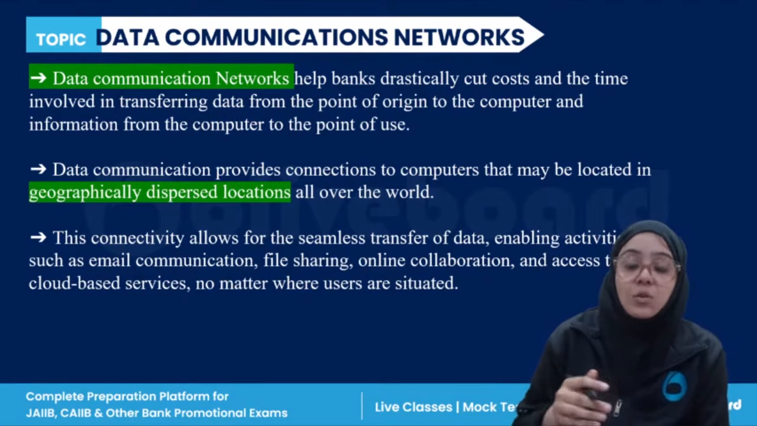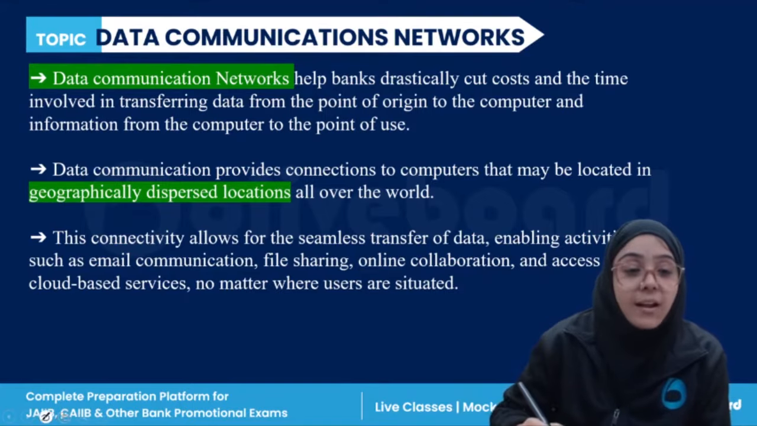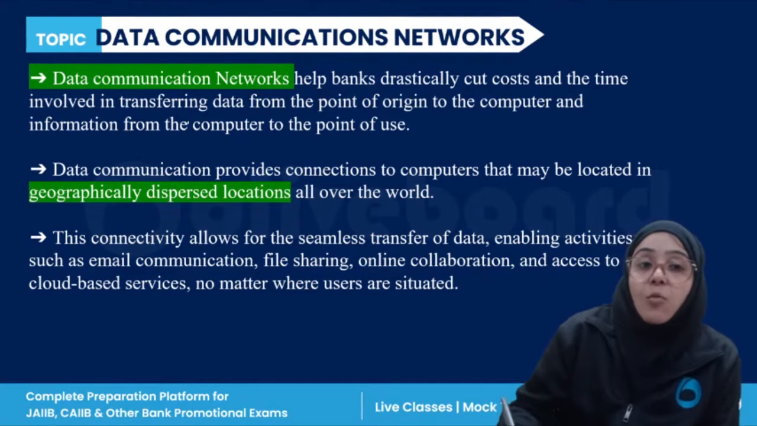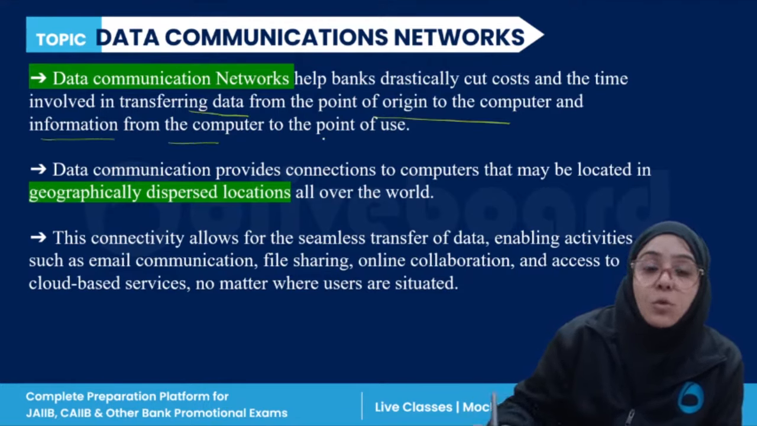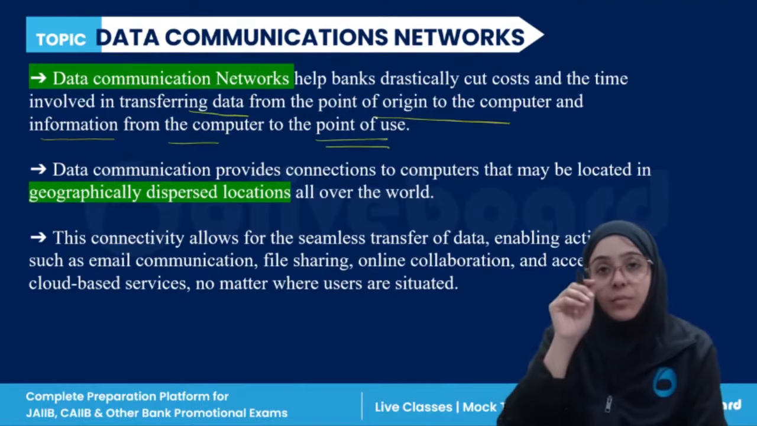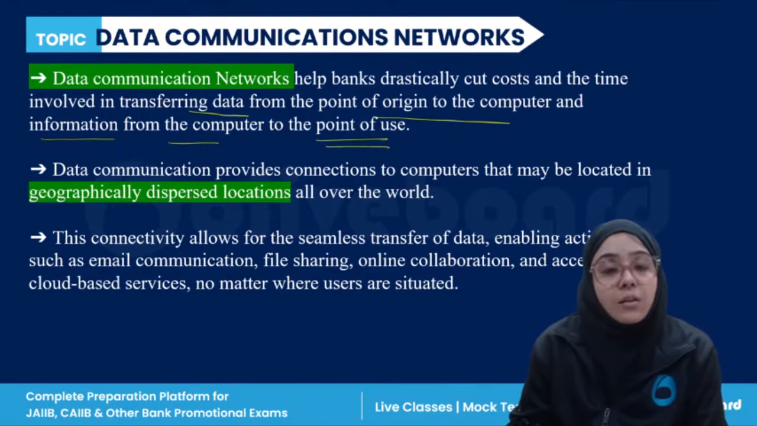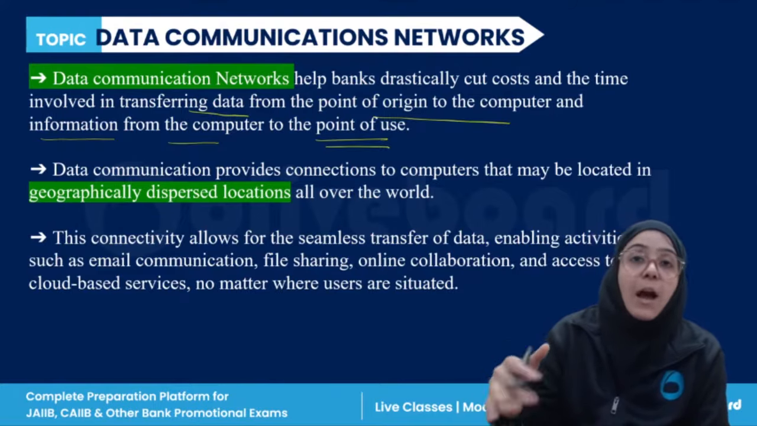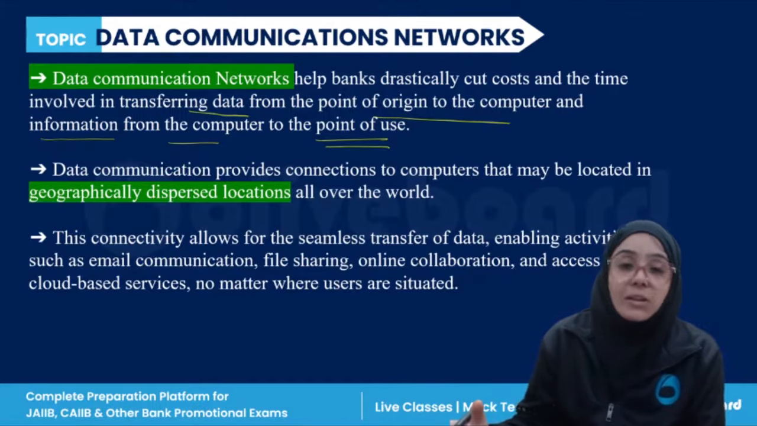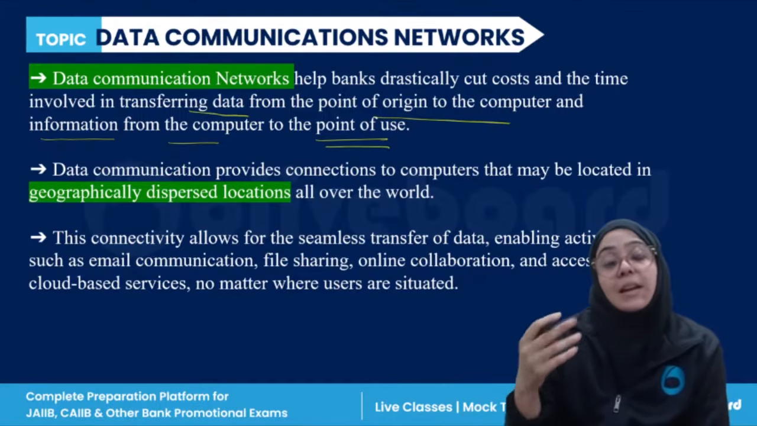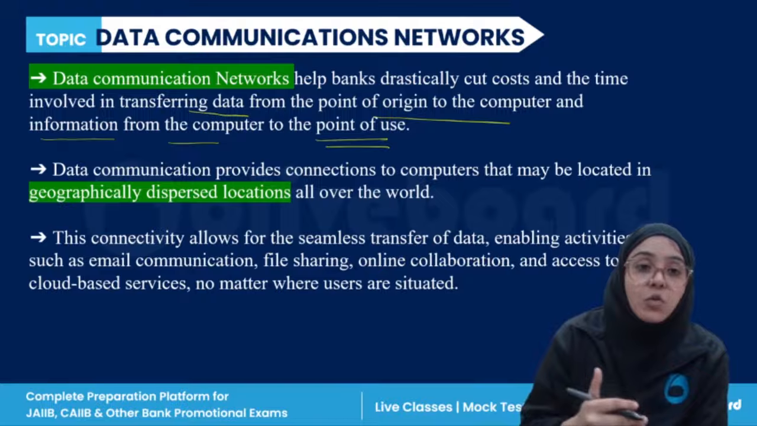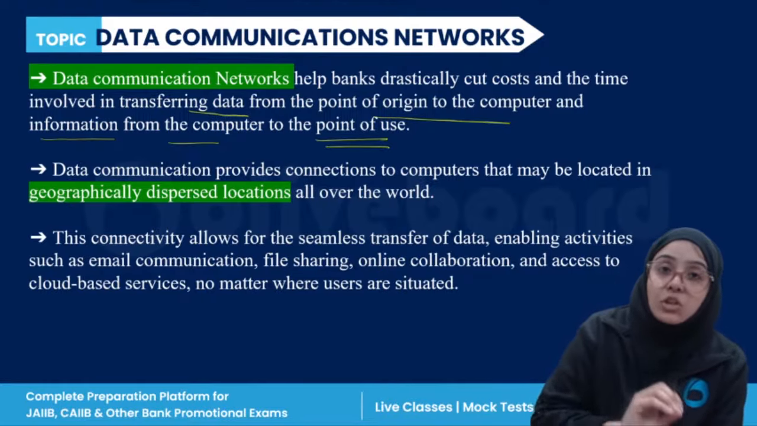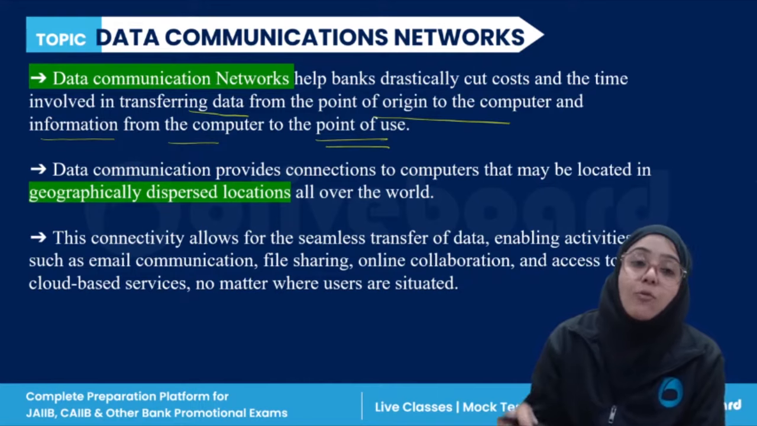Data communication network helps banks drastically cut the cost involved in transferring data from the point of origin to the computer and information from the computer to the point of use. When data transfer is concerned, in early days it was a very expensive process for the bank, right? So data communication network is actually helping banks cut the cost and time involved in transferring data from the point of origin to the computer and from the computer to the point of origin.